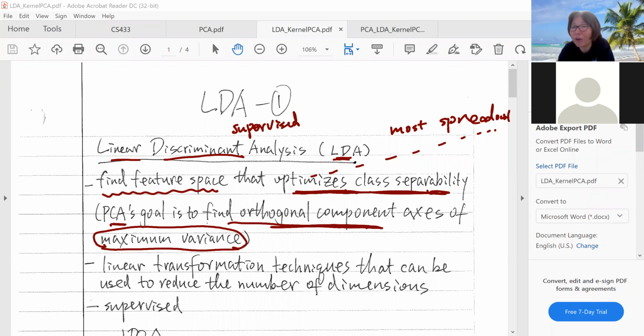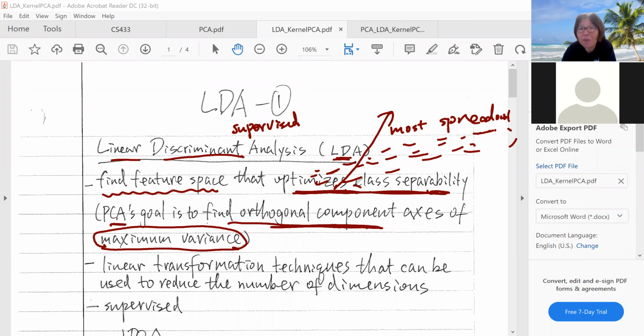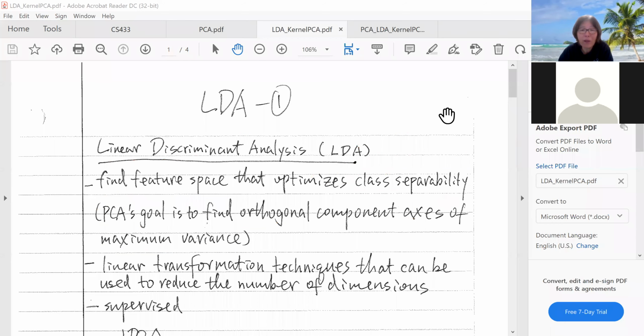So visually, we can see, is it most spread out? Because if you have data distributed like this, and you pick some axis like this, then it's not that spread out when you do the projection, is it? So that's what we care about the most regarding PCA, okay?